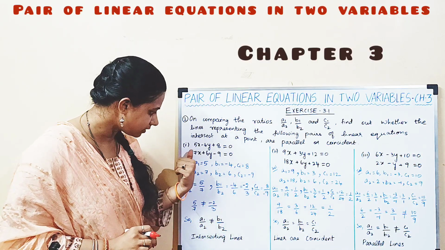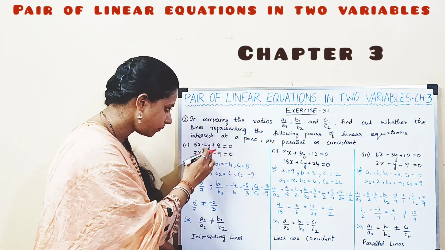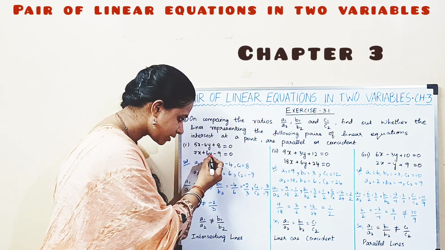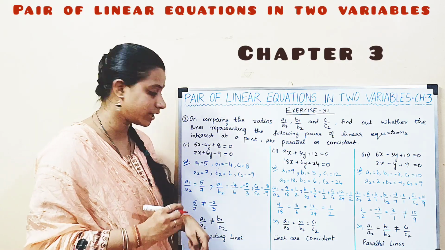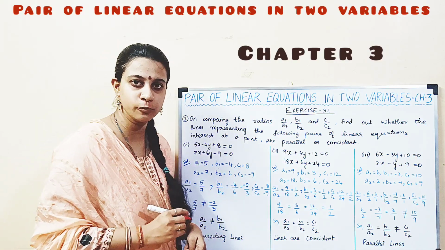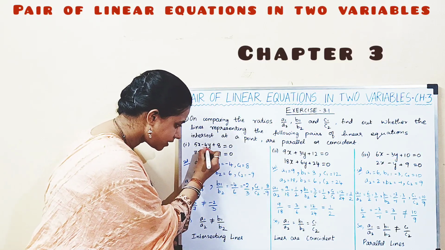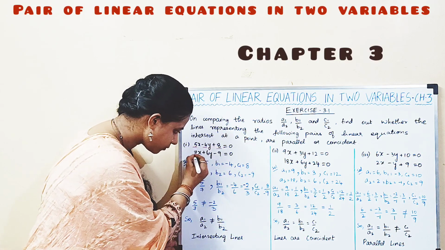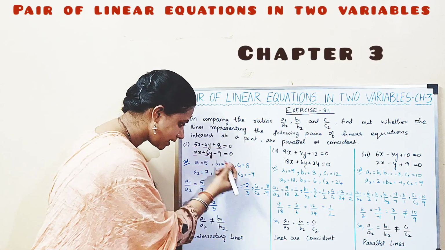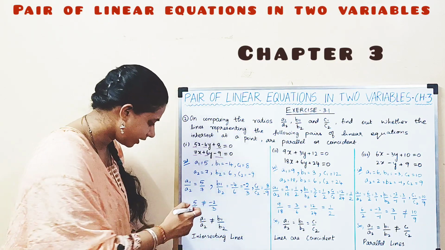In the first subdivision, the equations given are 5x minus 4y plus 8 equal to 0 and 7x plus 6y minus 9 equal to 0. From these two equations, first let us find out a1, b1, c1 and a2, b2, c2. Here a1 equal to 5, b1 equal to minus 4 and c1 is equal to 8 and a2 is equal to 7, b2 is equal to 6 and c2 is equal to minus 9. Okay. Now let's find the ratios.